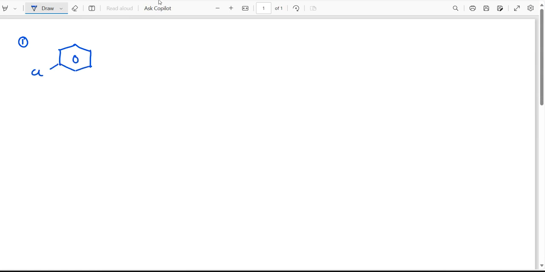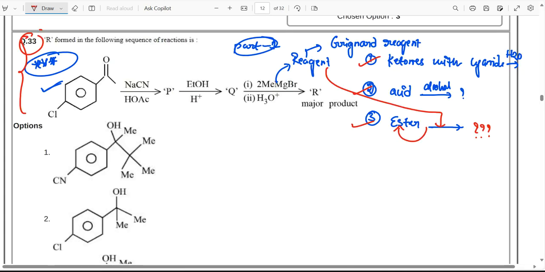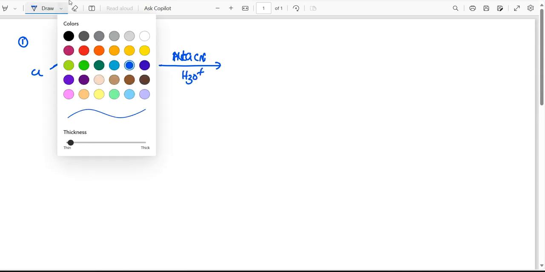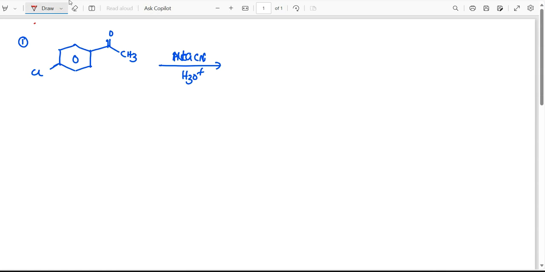Here, Cl bond, C double bond O, bond CH3. What will happen when this is reacted with hydrogen cyanide? Here is the sodium cyanide, that is NaCN, and H3O plus hydrolysis. Now let us try to understand the given question.